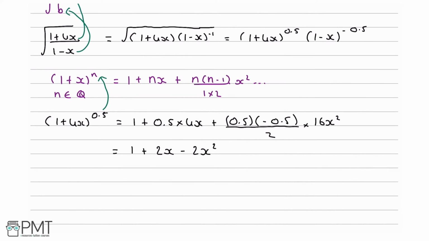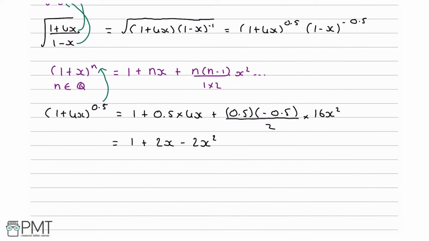Okay, now let's apply the same thing for 1 minus x. So 1 minus x to the power of the minus 0.5 in this case equals, again, 1. Now we need to do minus 0.5 times minus x. So that's going to get us positive 0.5x, like that. And then it's going to be plus minus 0.5 times minus 1.5 all over 2 times, and then minus x squared is just going to be x squared.